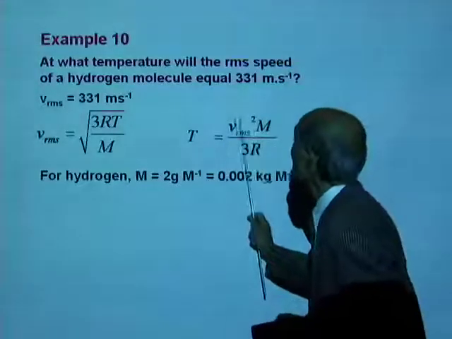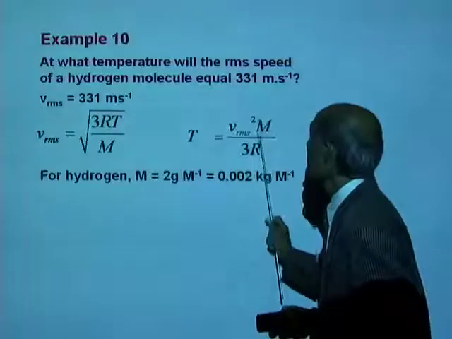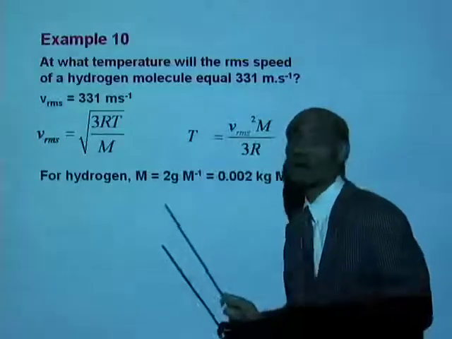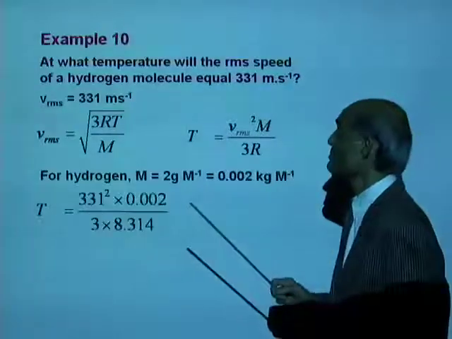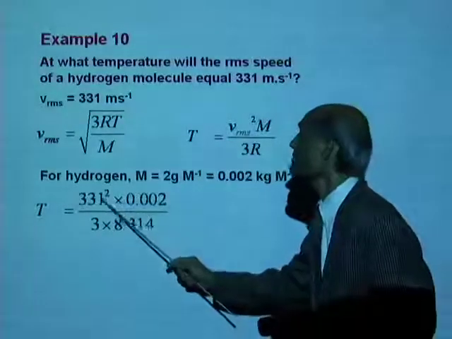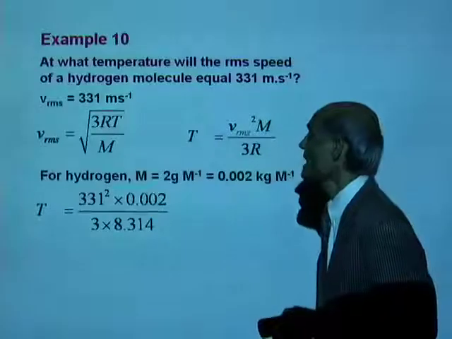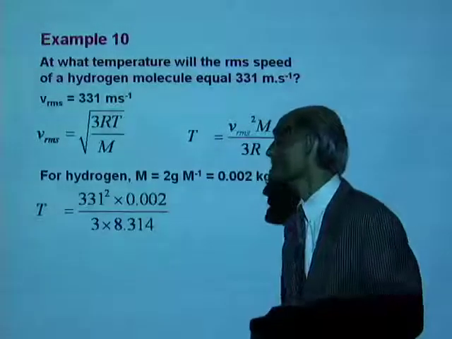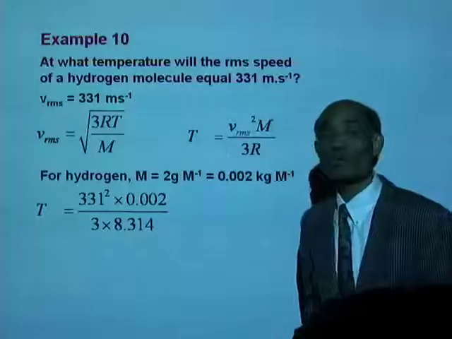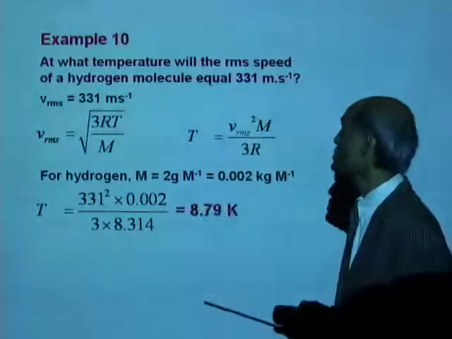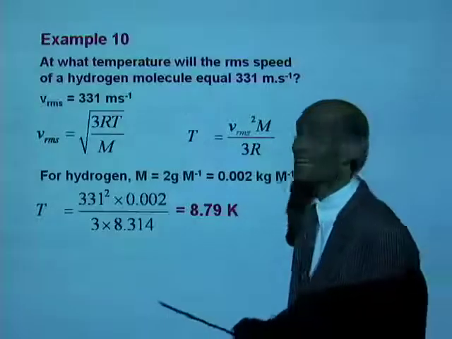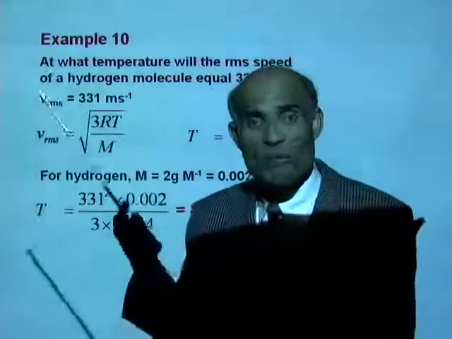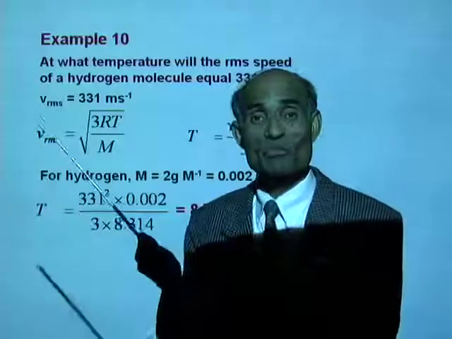So, using the values of Vrms, the molar mass of hydrogen, and the value of R, we can now calculate the temperature. The temperature is 331 squared times 0.002 all over 3 times 8.314, and that is 8.79 Kelvin. You can see we have a large amount of information about the gases.